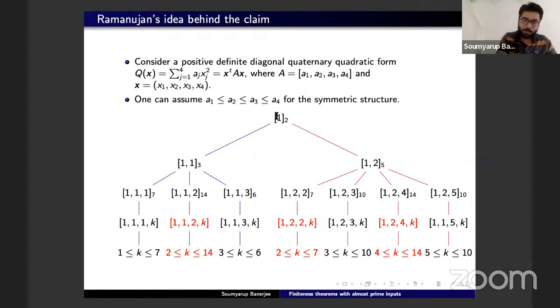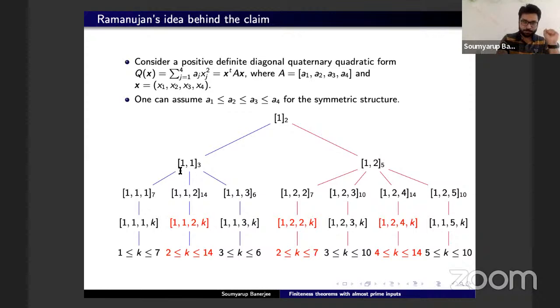The next number which x square cannot represent is 2. Now our condition is a1 is less than or equal to a2, and a2 is less than or equal to a3, and so on. Since x square cannot represent 2, we can take a2 as either 1 or 2, because to represent 2, a2 should be at most 2. So we have to take a1 equal to 1 and a2 equal to 1, or a1 equal to 1 and a2 equal to 2. The corresponding quadratic forms will be x square plus y square, and x square plus 2y square.